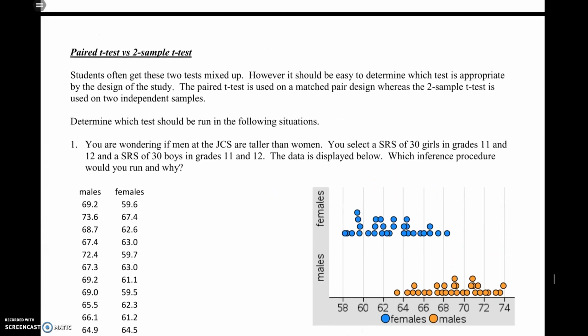Paired t-test versus a 2-sample t-test. Okay. I'm going to stop the video here and handle this later, on the next video.